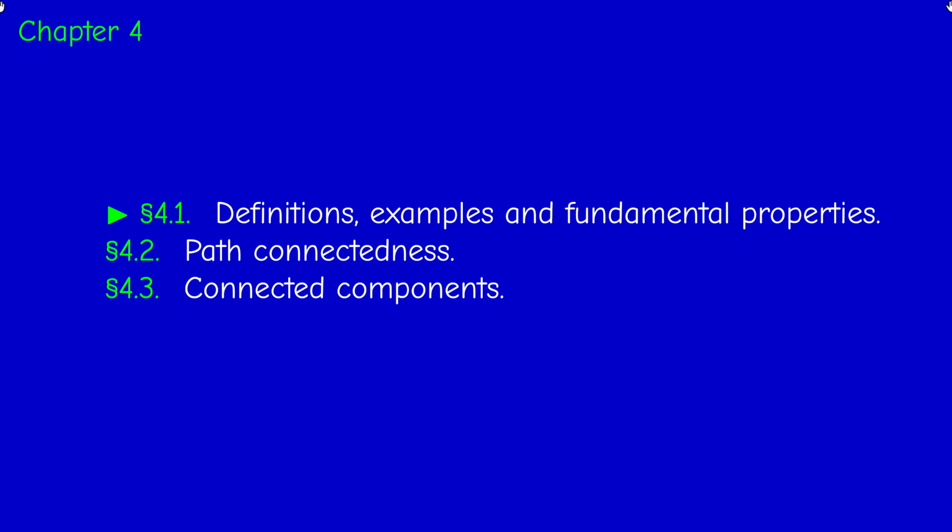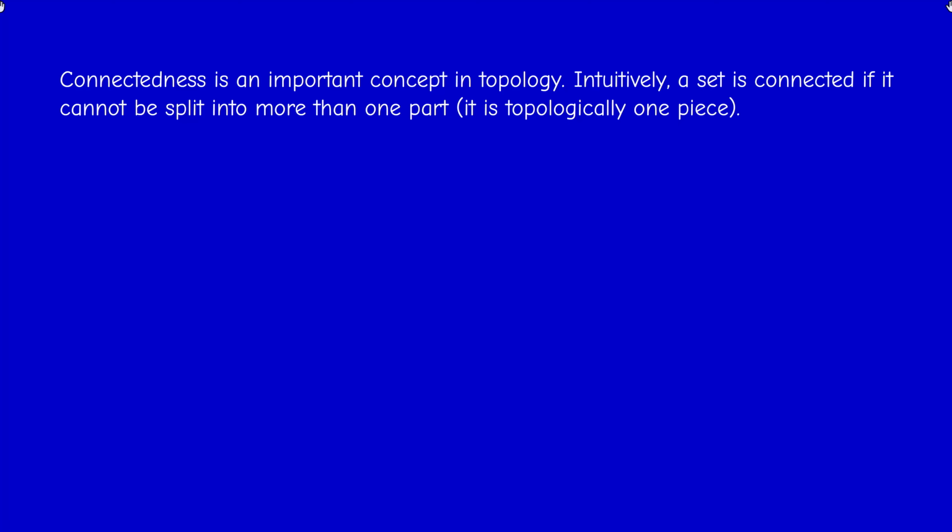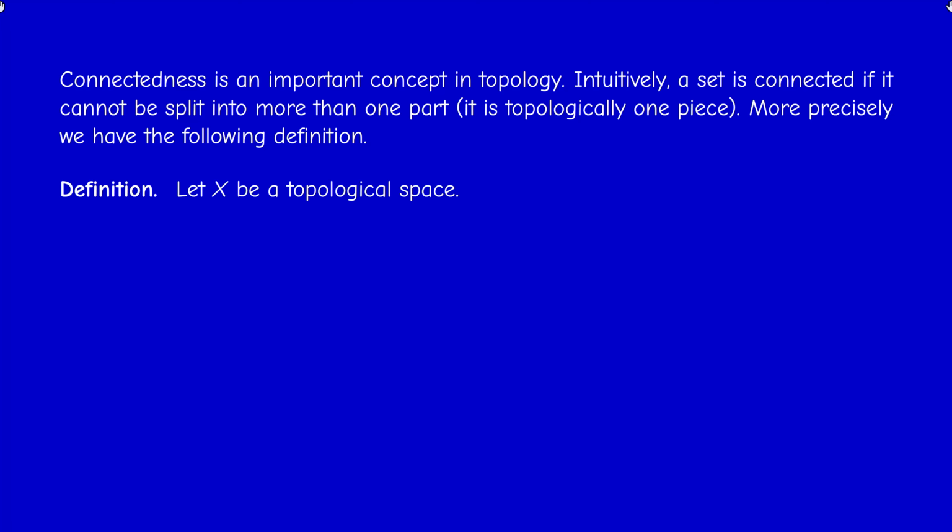Okay, now fortunately, the notion of connectedness is easier to understand than the notion of compactness. It's more intuitive. So, intuitively, a space is connected if it's topologically one piece, so we cannot split it into more than one part. But of course, we have to make this more precise. What do we mean by splitting or separation? So let us start with the notion of separation.